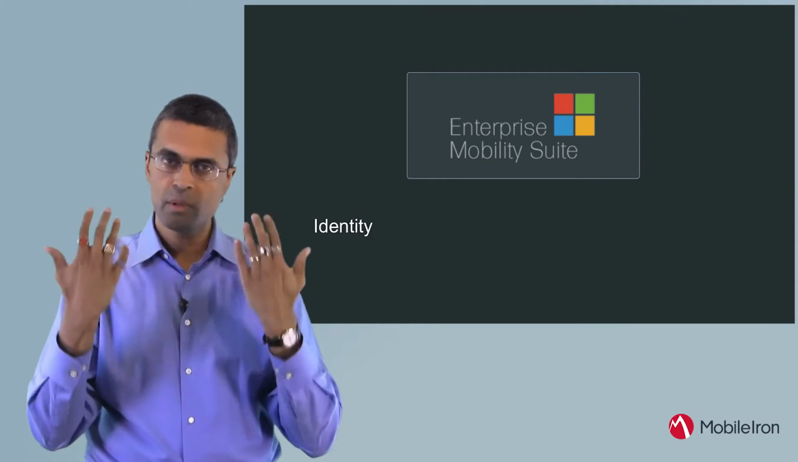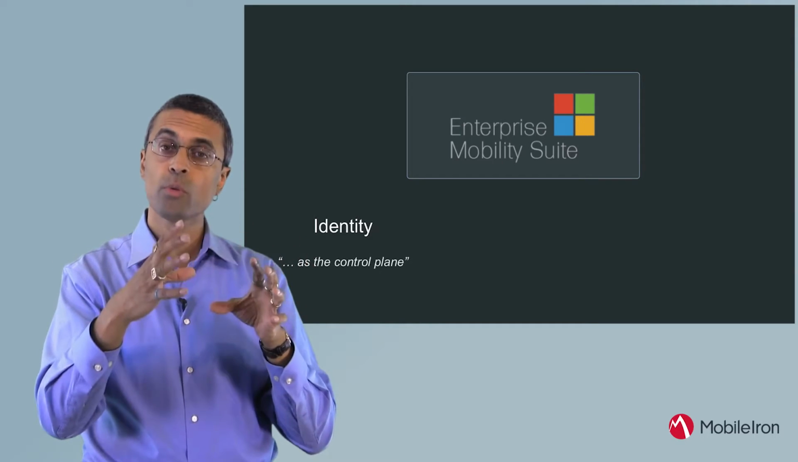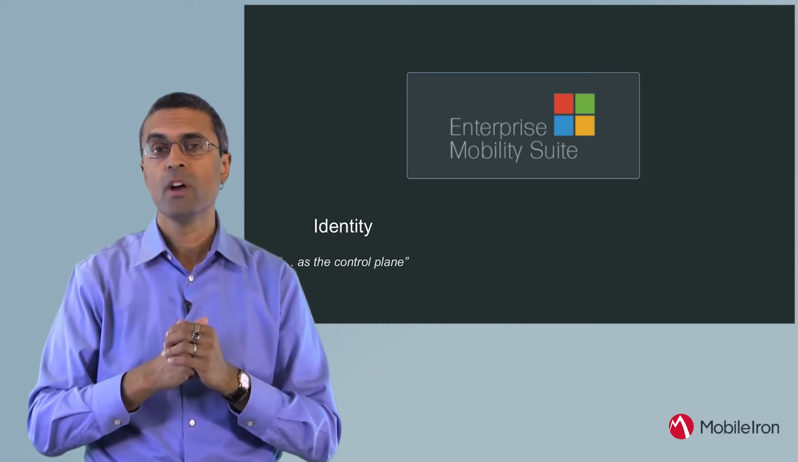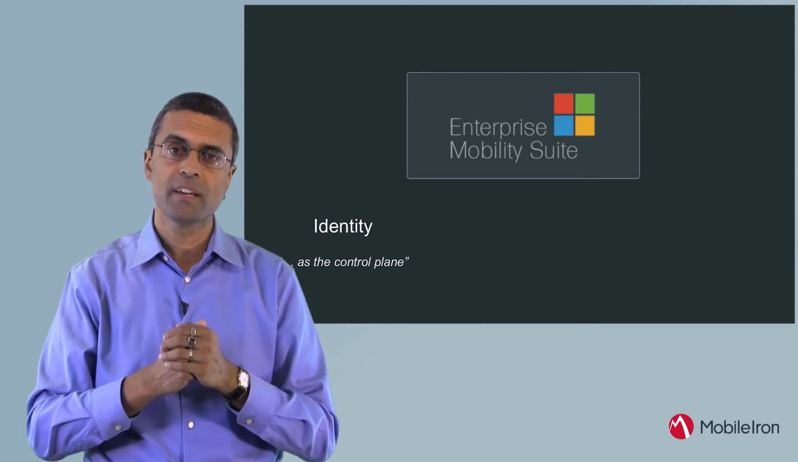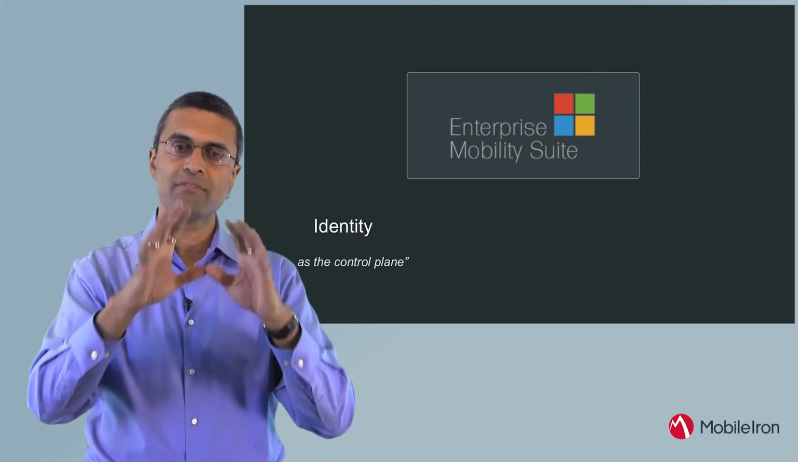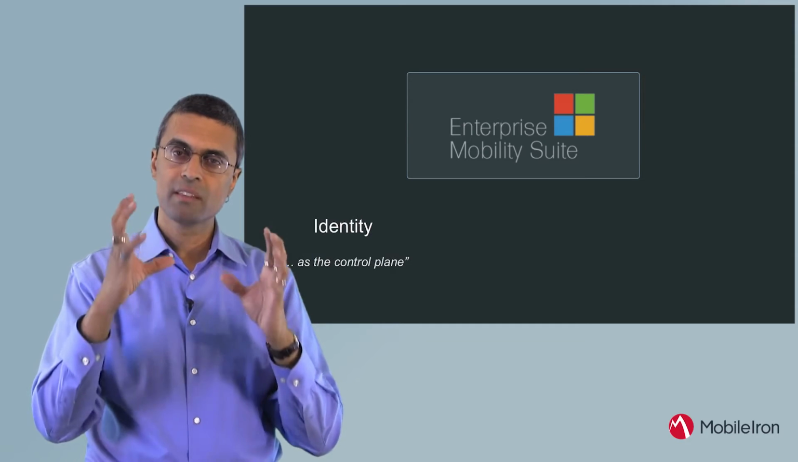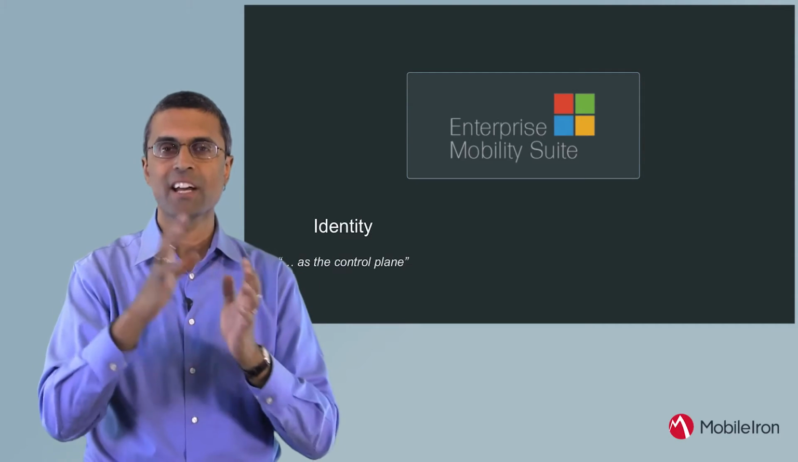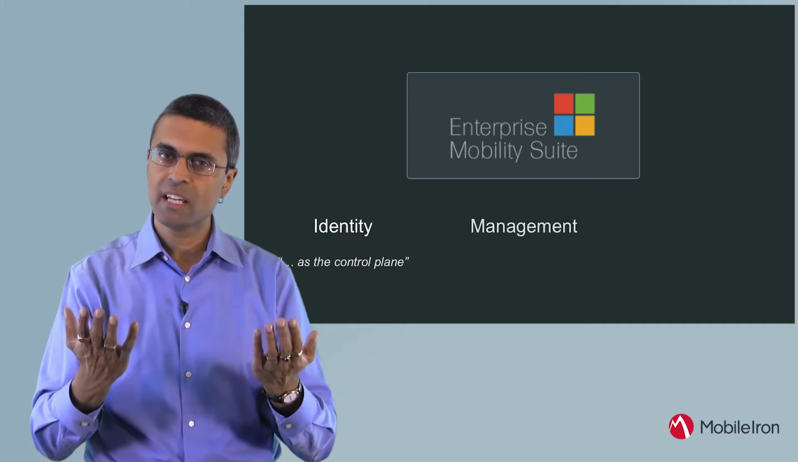Microsoft very much views, and they've been very public about this, that identity is the central control plane, or one of the central control planes for the enterprise. And they're right, identity is absolutely fundamental to what you do in the enterprise. The ability to do that effectively in the Microsoft cloud depends on a customer adopting this particular component of EMS, Azure Active Directory Premium. Second component of EMS is Microsoft Intune.